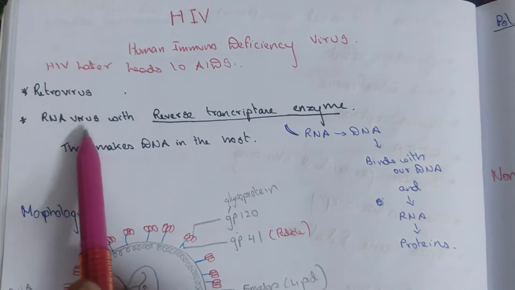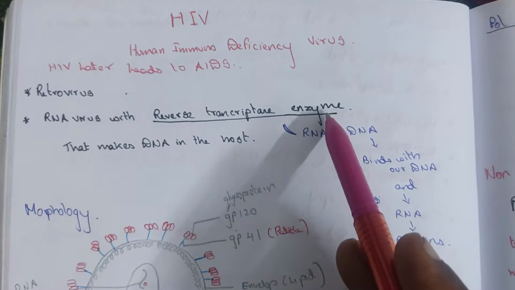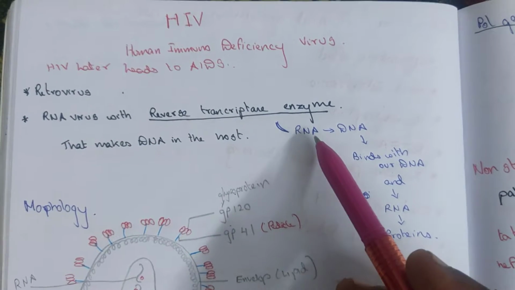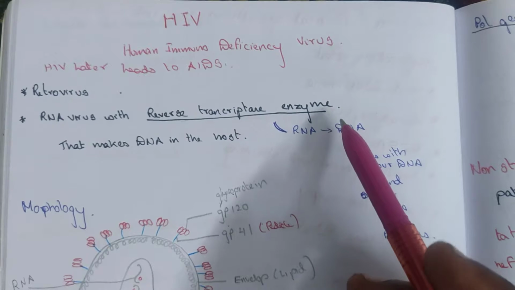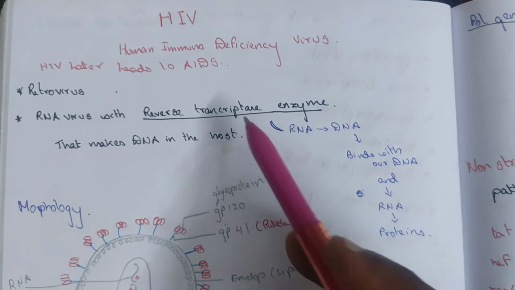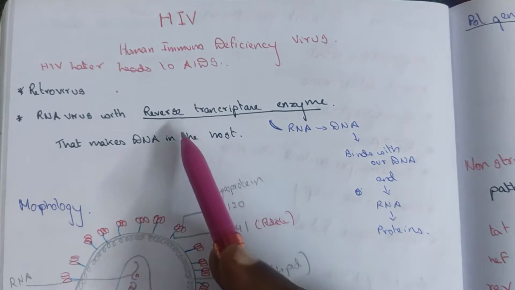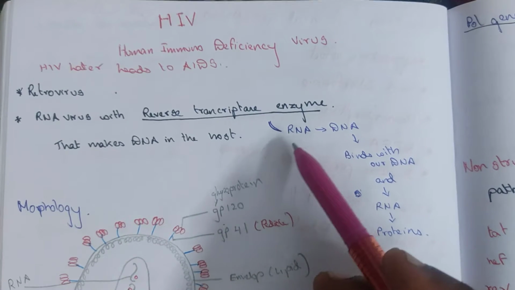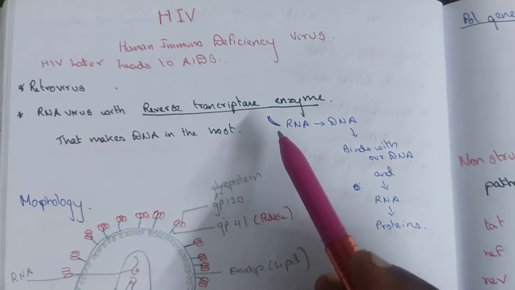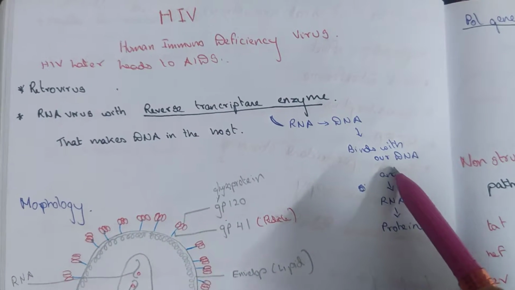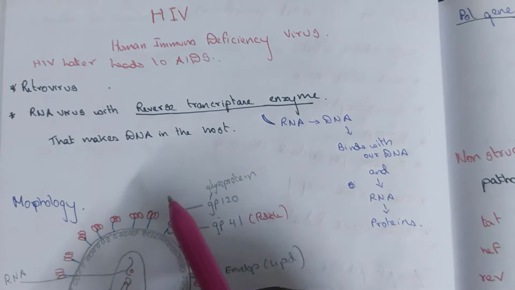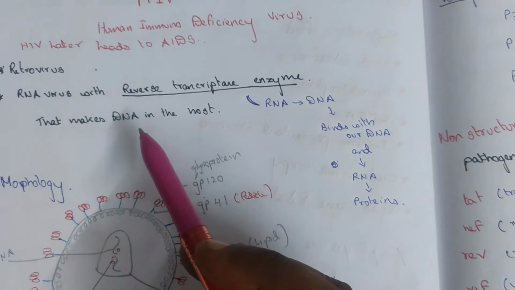It is an RNA virus with the reverse transcriptase enzyme. This reverse transcriptase enzyme changes RNA into DNA. When DNA changes into RNA, it is known as transcription. When it is done in reverse, it is known as reverse transcription. So, the reverse transcriptase enzyme is used to change RNA into DNA. This DNA, which is produced by the HIV RNA, binds to our DNA and produces RNA as well as proteins. Now, that makes the DNA in the host.